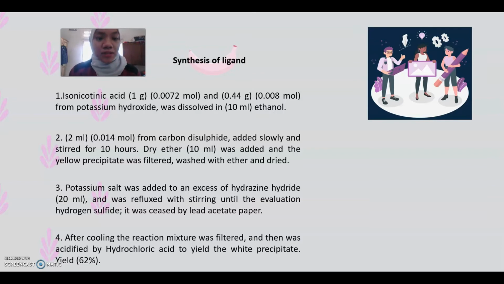Then the potassium salt was added to an excess of hydrazine hydrate in 20 milliliter and was refluxed with stirring until the evolution of hydrogen sulfide. It was detected by lead acetate paper. The last step is, after cooling, the reaction mixture was filtered and then was acidified by hydrochloric acid to yield the white precipitate. The yield is 62%.